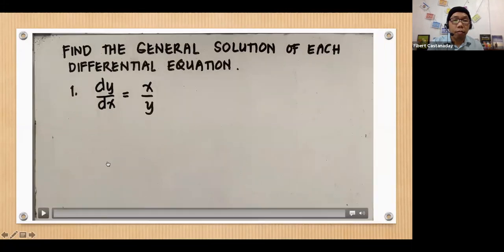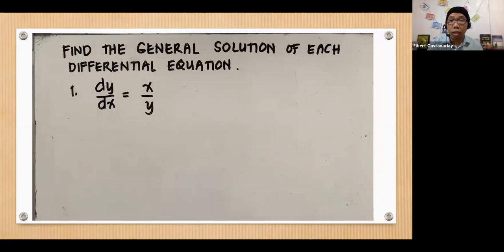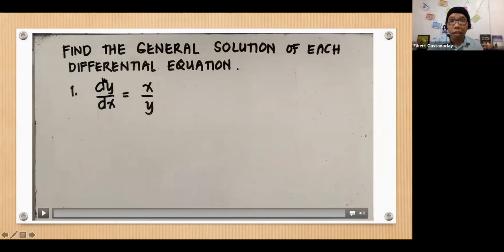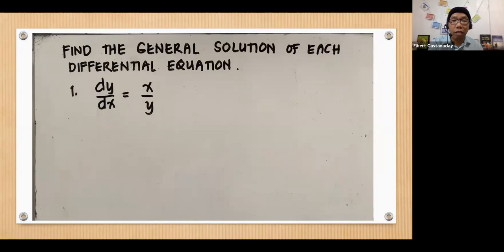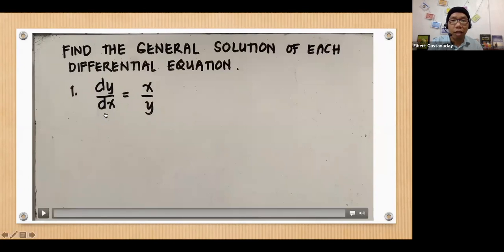Okay, so we have dy over dx equals xy. So this is a first order differential equation because this equation contains what? The first derivative as the highest derivative, and there's only one derivative in this equation. So first derivative, then this is a first order differential equation.